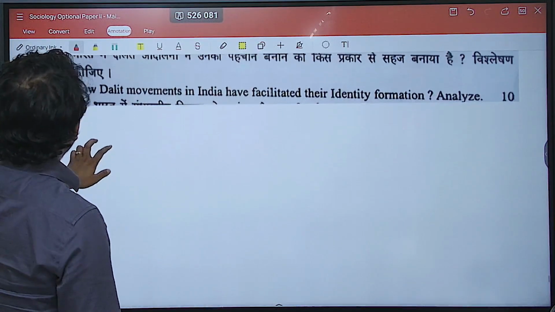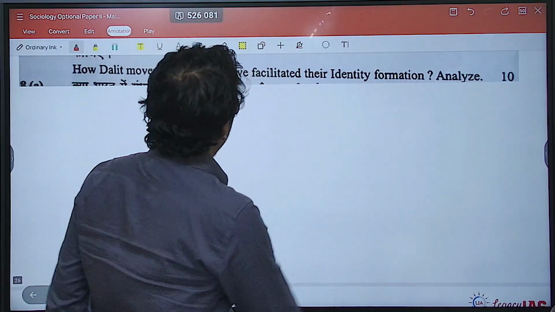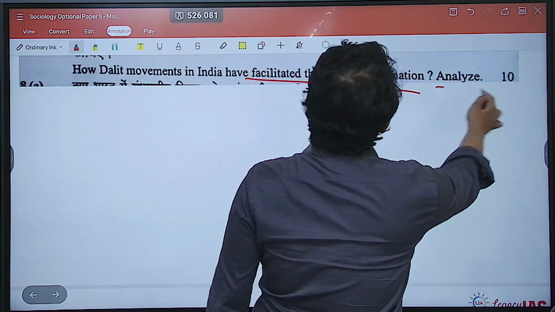Question 7C, how Dalit movements in India have facilitated their identity formation? Analyze.